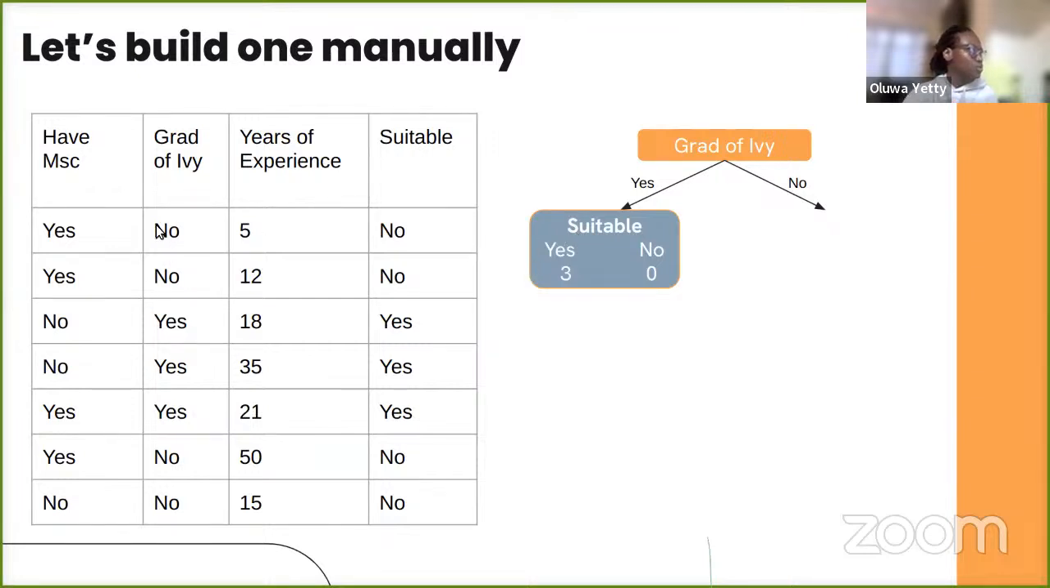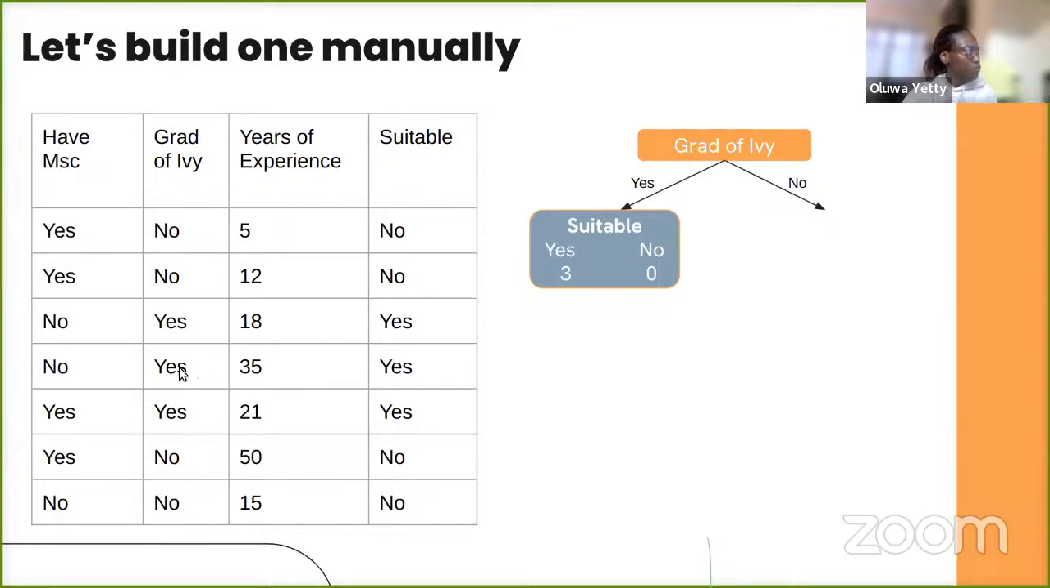So we go through each row because we are dealing with the yes. We check, okay, this first participant, are they a grad of Ivy? No, so we skip that, because now we are dealing with the yes. We go to the next row, it's still no. The next row says yes, which is the branch we are on. They are a grad of Ivy, so we go into this box to check whether they are suitable or not. For this particular row, they were a grad of Ivy and they were suitable. So that's one.